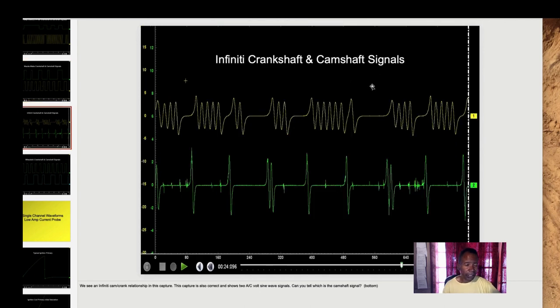Now we got an Infiniti, two AC signals. Top is the crank, bottom is the cam. I'm pretty sure this may have something to do with triggering here. This is the crank signal, and this is the cam signal here. Okay, two good pictures on a scope. There's nothing wrong with these pictures. You might see this and think something's wrong, but no, it's just noise. Again, these are two good signals.